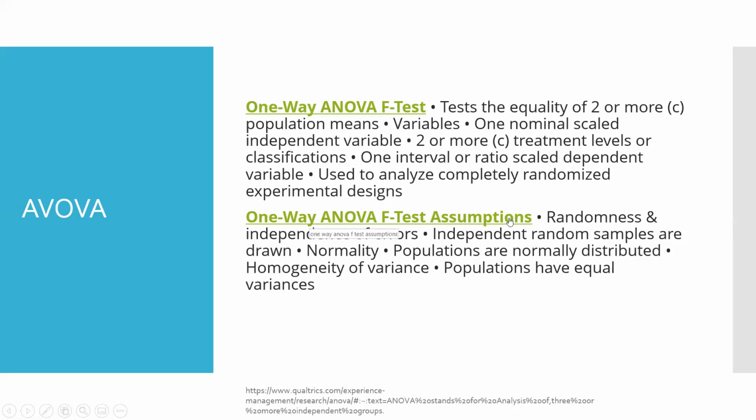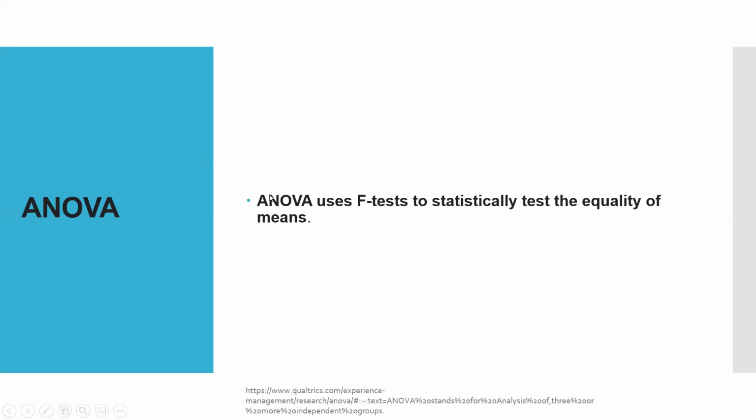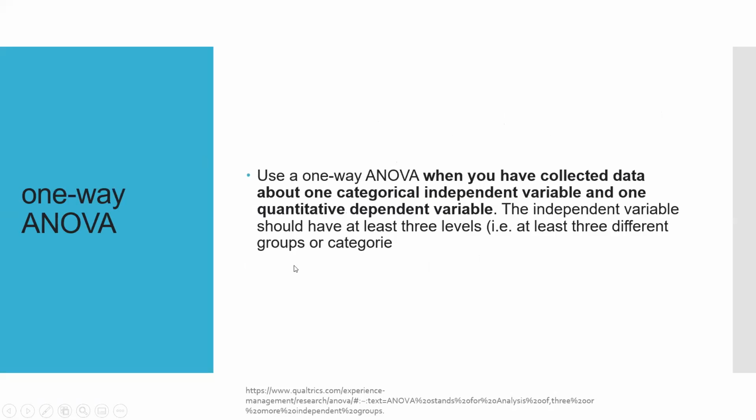One-way ANOVA with f-test assumptions has randomness and independence of errors, meaning independent random samples are drawn, and normality, meaning populations are normally distributed. These are the assumptions. And populations have equal variances, meaning that one variance is not more than twice the size of the other variance. So ANOVA uses f-tests to statistically test the equality of means. Whenever we are using one-way ANOVA, we have collected data about one categorical independent variable and one quantitative dependent variable. The independent variable should have at least 3 levels, or at least 3 different groups or categories.